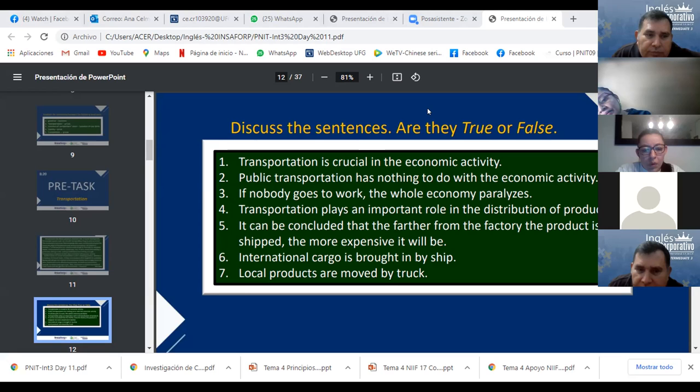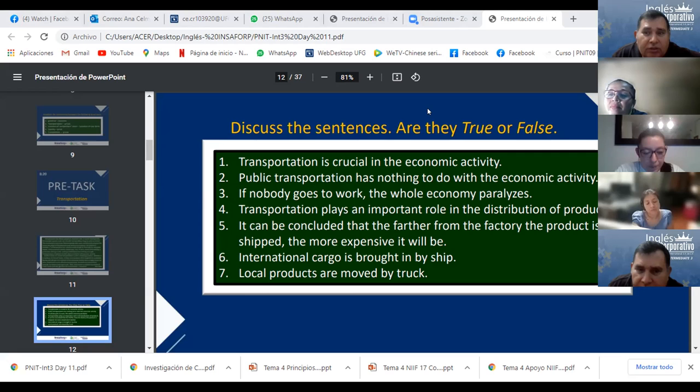The number seven, local products are moved by truck? For me, it depends, because if it's a short distance from the factory, we can move by truck. But if, for example, in the United States, we can't transport by truck from Los Angeles to Miami. We need to use a plane. There are some liners too, but you're right, by small truck, no. And here, by bicycle, by motorcycle.